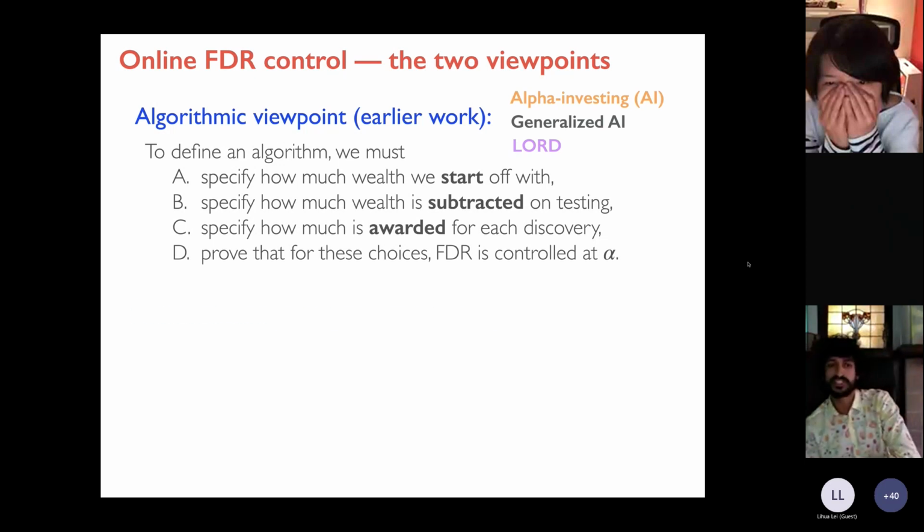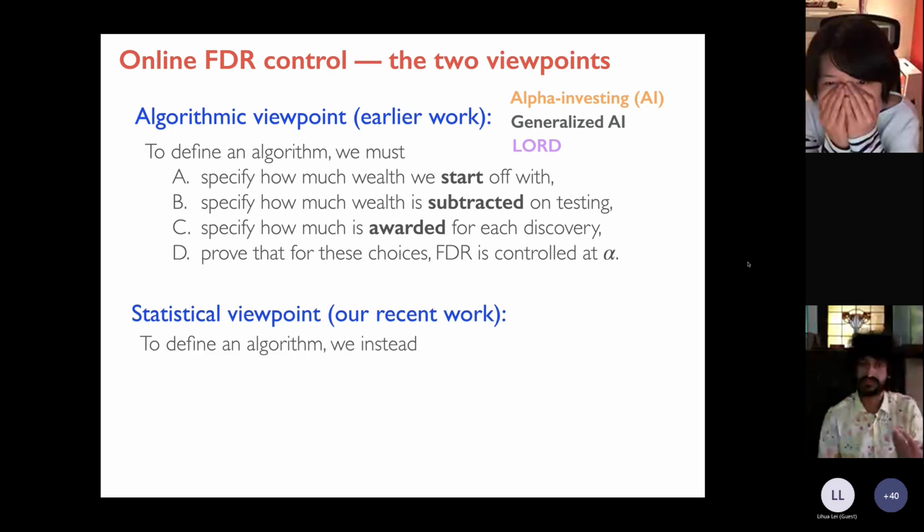But now we have switched to a statistical viewpoint. So the statistical viewpoint is now, instead, to define an algorithm, what we will do is design an empirical estimator of the FDP. Let's call that FDP hat.